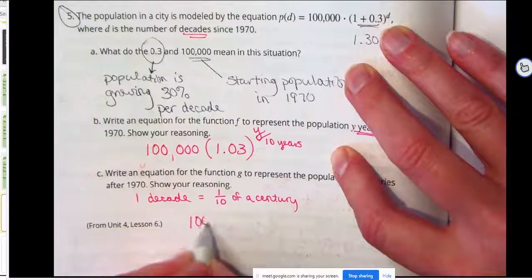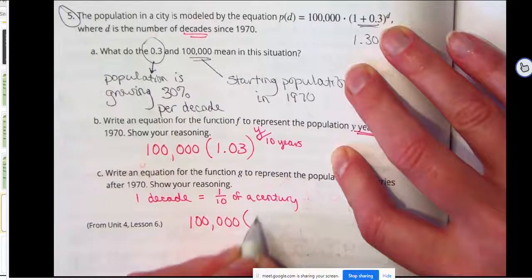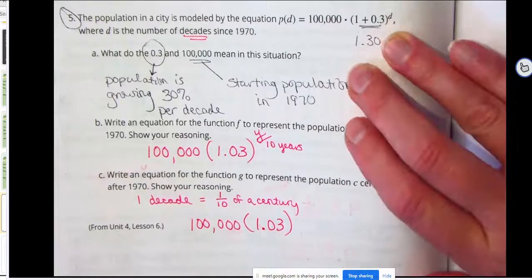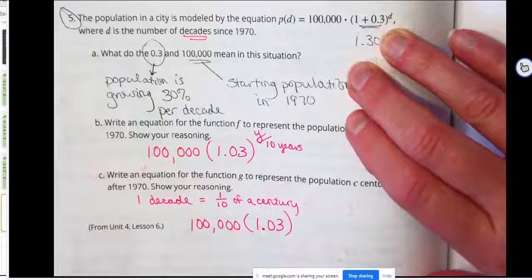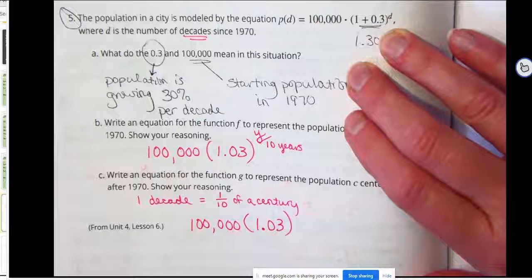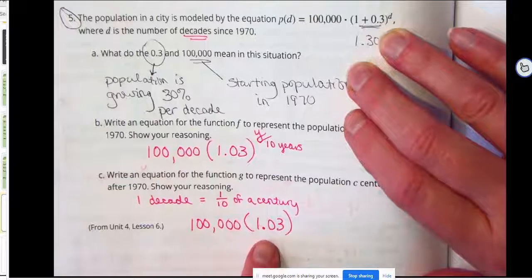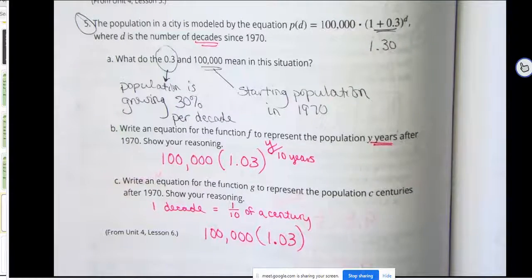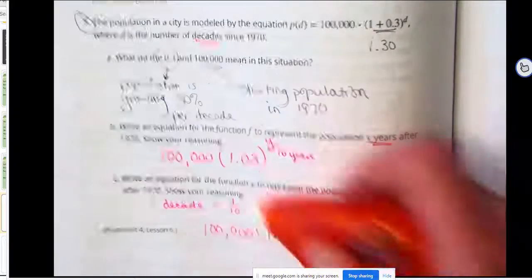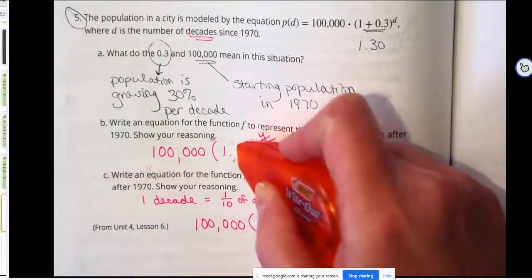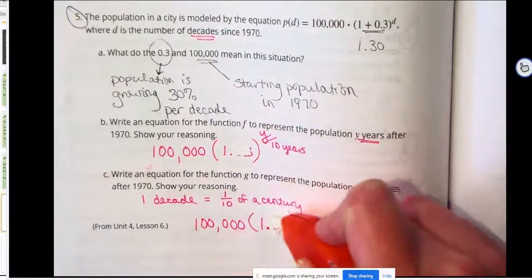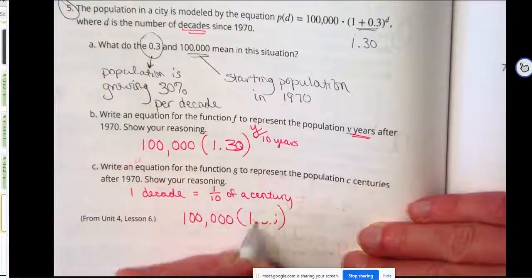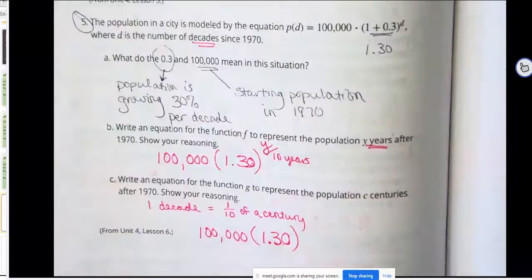So we would have 100,000. Still our multiplier 1.03. And now if I'm looking per century, I've got that, I'm sorry, not 1.03. Oh, I keep on writing that. Please forgive me. There shouldn't be a 0 in there. My bad. It's just 1.3. I'm thinking that it's only growing by 3%, but it's growing by 30%. So sorry about that.